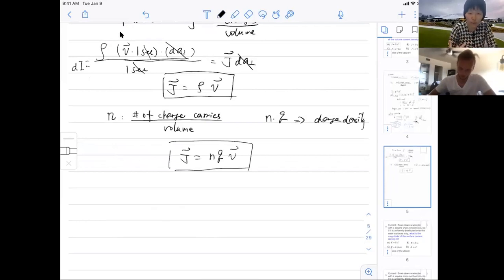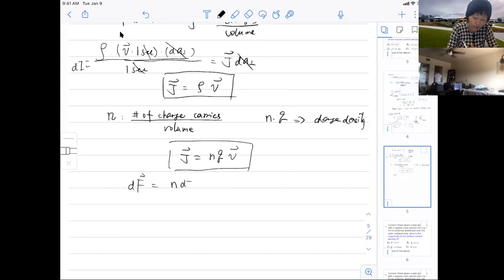For the 3D situation, we call this 3D because J is flowing, the current is flowing in three-dimensional space. If you look at a collection of charges and see what is the force acting on the chunk, dF is going to be n times d tau times q. N is the number density per volume, d tau is the volume, so you have this many charges, let's say 10,000, each carrying this much coulomb. So this is the total amount of coulomb you have. So n d tau q v cross B.